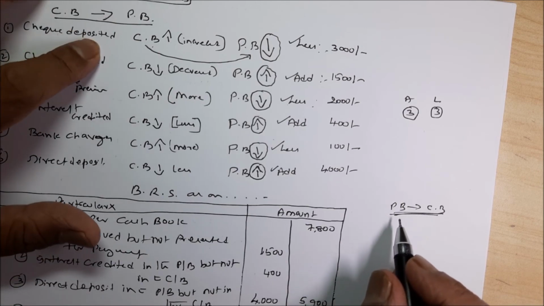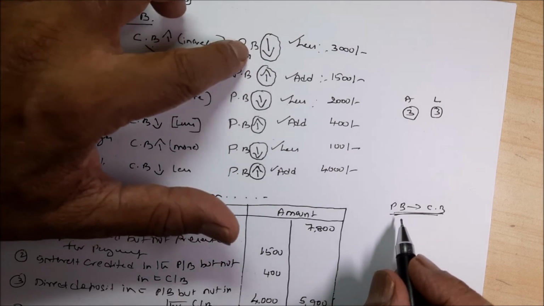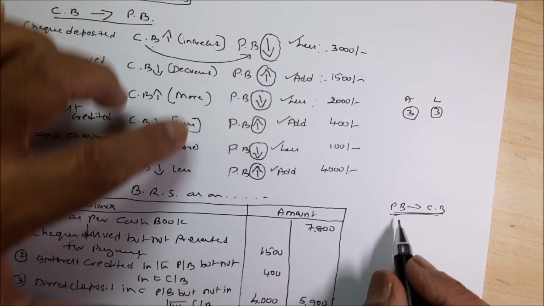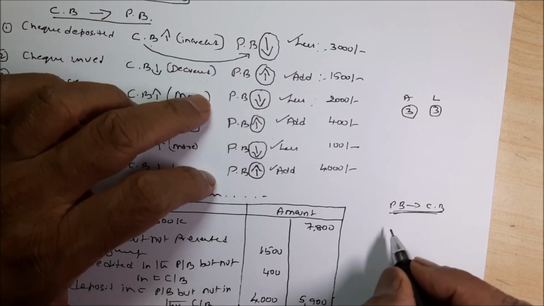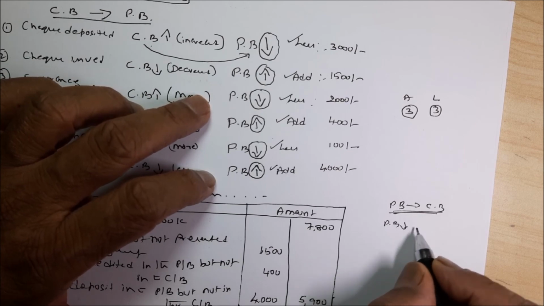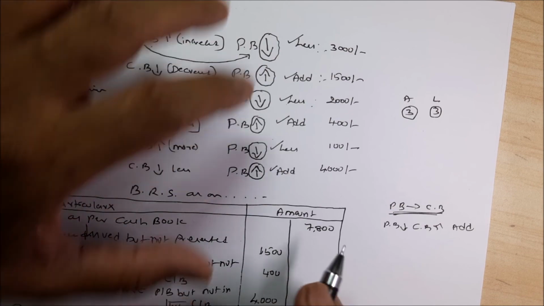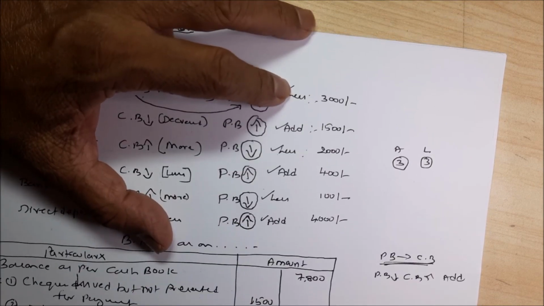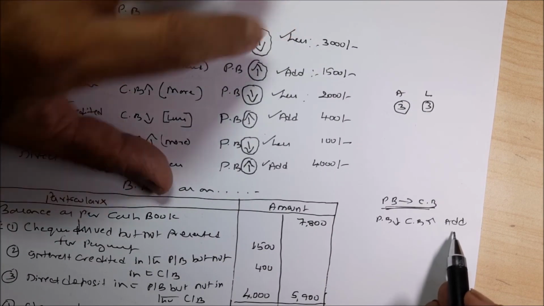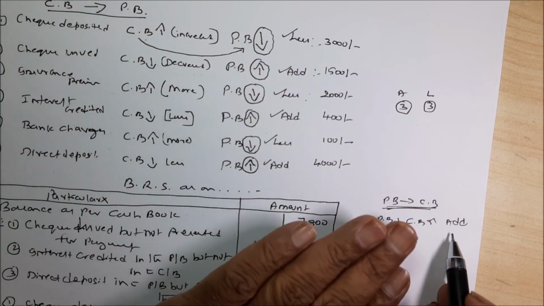So let me just take that. Check deposited, cash book increases, passbook decreases. Here it is less. But when you are coming from passbook to cash book, passbook is showing less, but cash book is showing more. Then what you should do? Add. Earlier it is showing less, now here it is showing add. That means the whole thing becomes reverse.